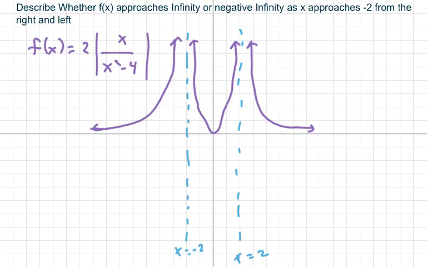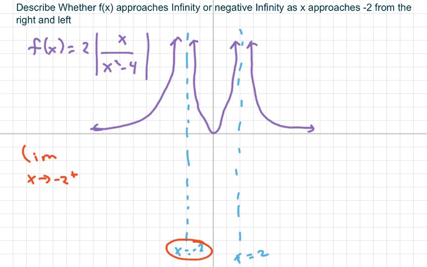Hi everyone, we're going to describe whether f of x approaches infinity or negative infinity as x approaches negative 2 from the right and the left. So the first one we're going to do is we're just looking at this piece right here. This is our function. So we take the limit as x approaches negative 2 from the right.